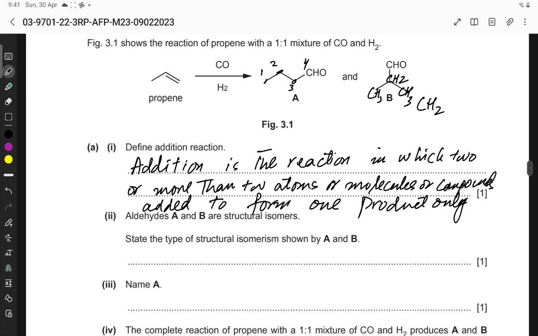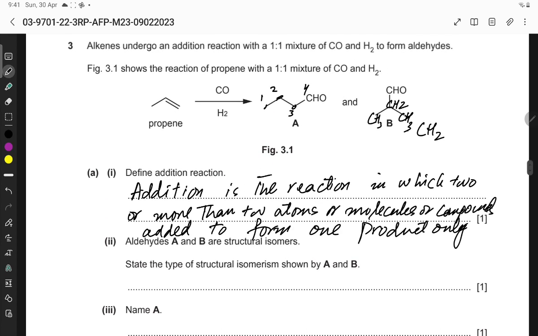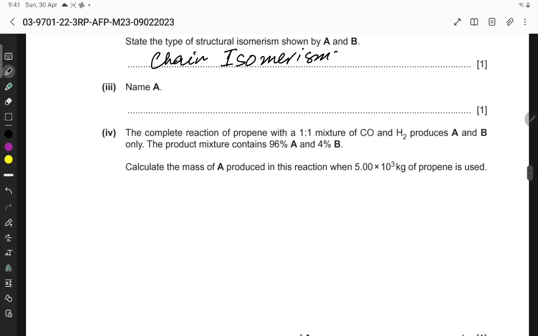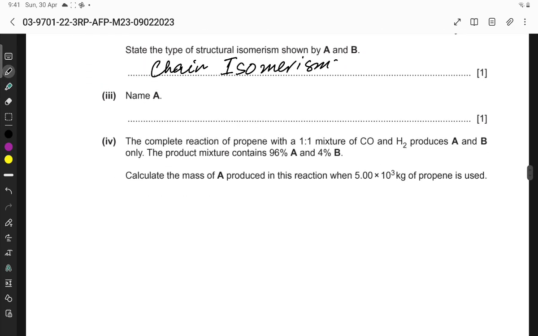So this is chain isomerism. Or you can write down chain isomerism. Name A structure. Name A is the butanol.